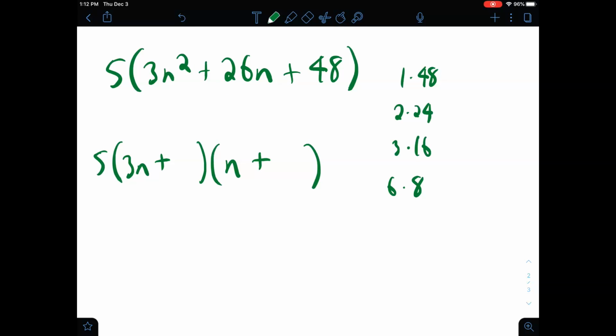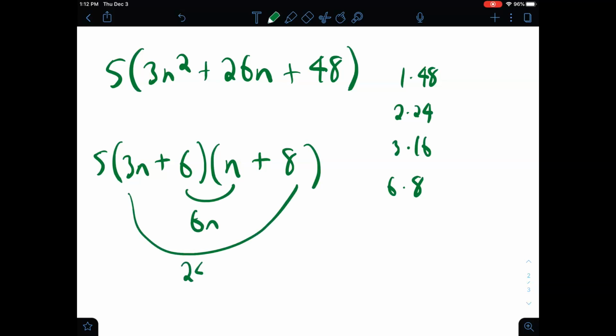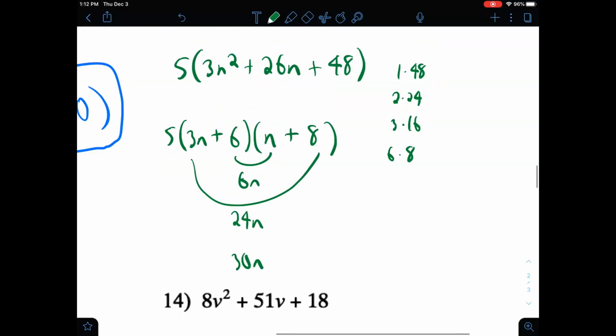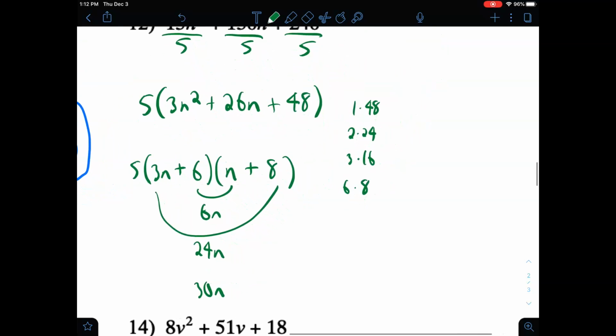So let's figure out, let's see here. Let's try 6 and 8. Let's try 6 right here and 8 right here. This is not a huge number, but it's still kind of big, so we need some kind of decent sized numbers. This is going to give us 6n. This is going to give us 24n, and 24n plus 6n is going to be 30n, which is really close to 26, which is what we want in the middle.